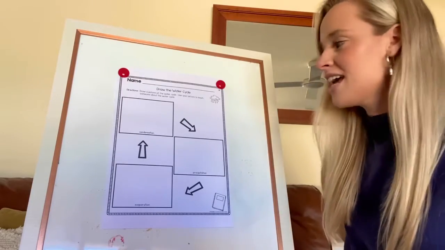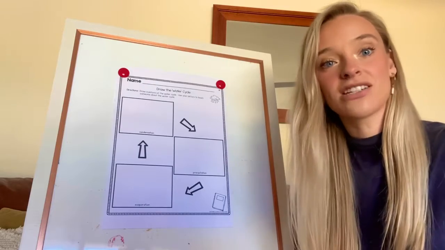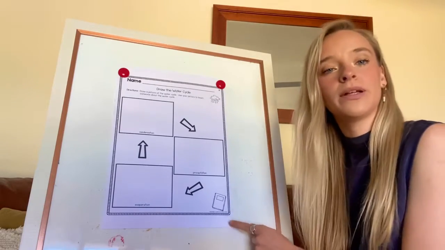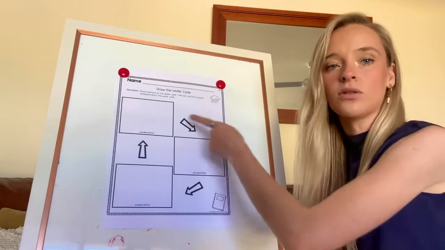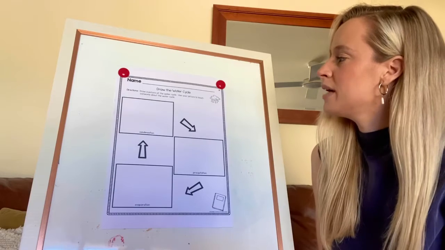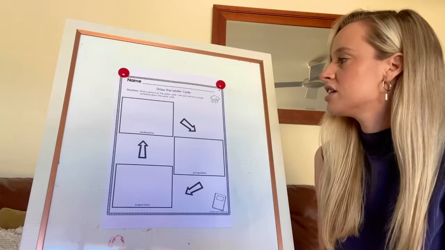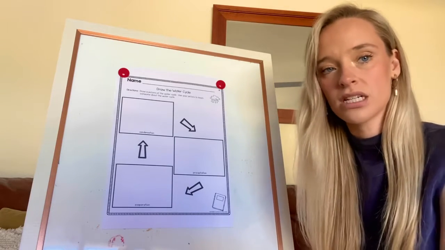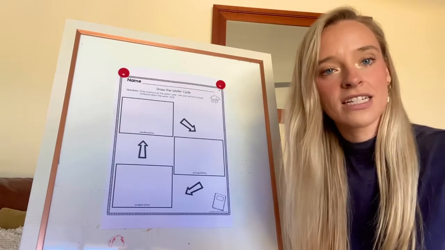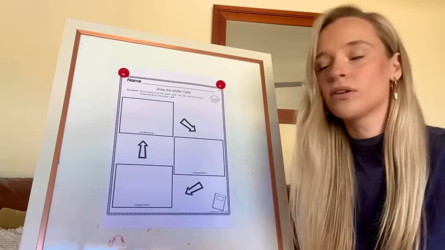Very exciting. Our next job, boys and girls, is to draw the water cycle. In your booklet, you will have received a sheet that looks like this. And it says, draw the water cycle. Draw a picture of the water cycle. Use your picture to teach someone about the water cycle. So once you've done this, I want you to go to someone in your house and tell them what you've learnt about the water cycle.